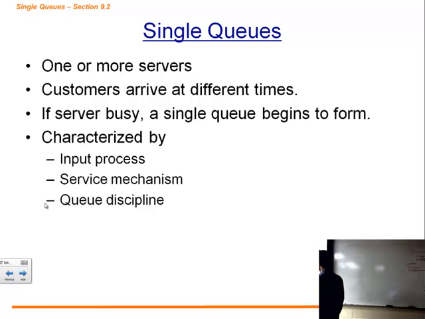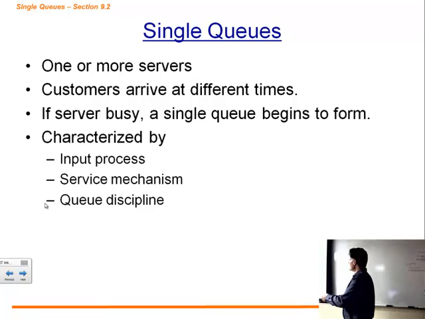So what's going to characterize the queue is the input process. How are we modeling the arrivals, people actually coming into the system? Are they coming in at random? Are they coming in at definite intervals, so that one every minute there's going to be a new customer, exactly on the minute? Or do we have no information at all about when customers are coming?